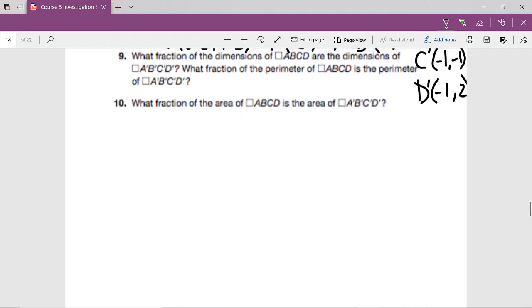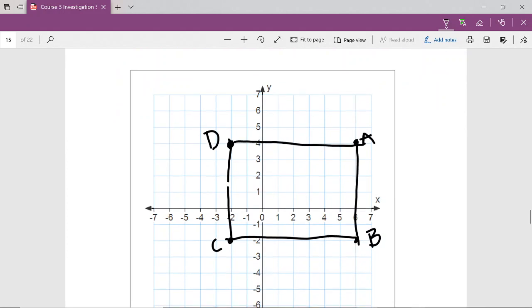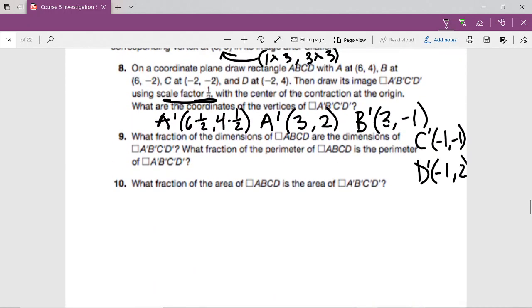So we take half of the coordinates. We have 3, 2 as my first one, so A prime. B is going to be at 3, -1, so B prime right there. C prime is at -1, 1, and D prime is here at -1, 2. So here is my smaller version that is similar to the big one, but not exactly the same, since this is a similarity transformation, not a congruence transformation.